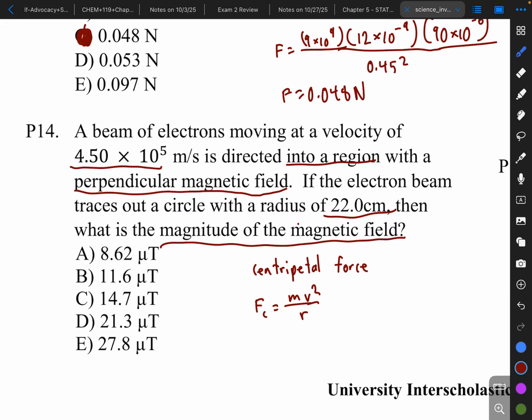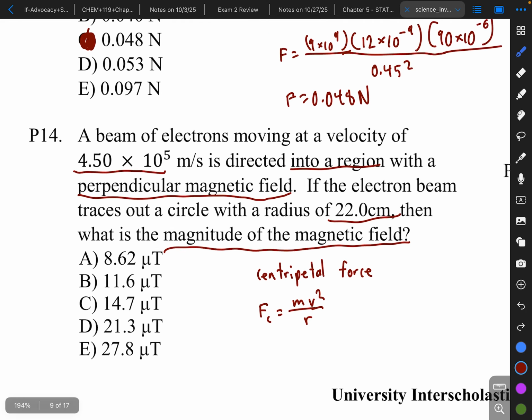Initially we look at this and realize we don't have everything yet. Obviously we know velocity, we know radius, and we can find the mass, but does that account for the fact that we're using a magnetic field? No. And that doesn't even give us the value of the magnetic field.